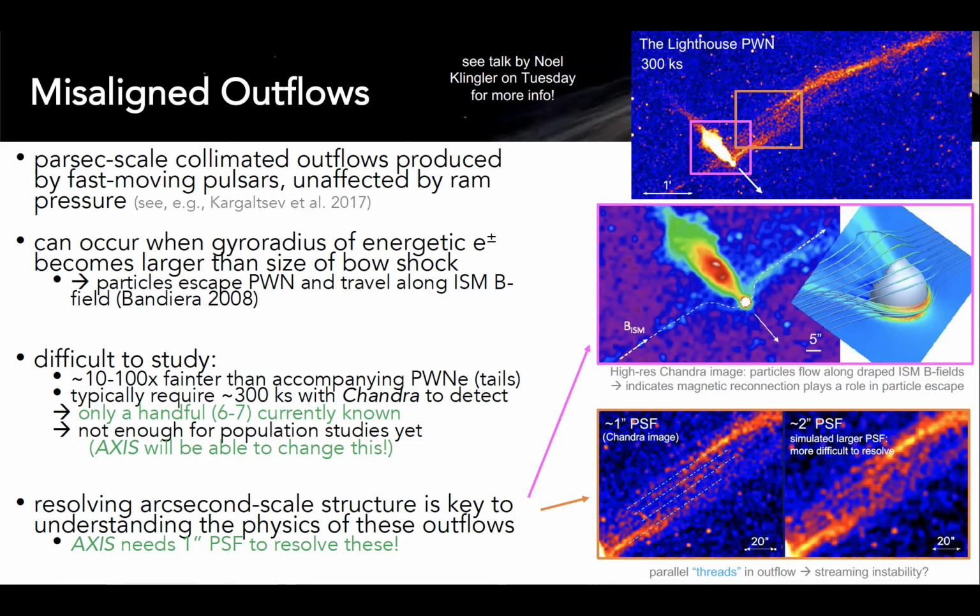And also, with Chandra's great angular resolution, we are able to resolve the arcsecond scale structures shown here, which provide great insight into the rich physics of this kind of phenomenon. And it highlights the need for AXIS to also have such arcsecond scales, so that we can resolve these structures and get the full picture.